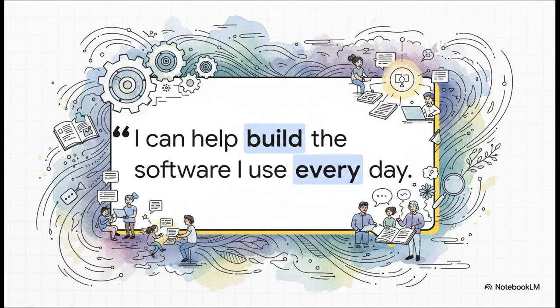And finally, we have the amazing world of open source. This is where software isn't built by a single company, but by a global community of volunteers. It's all driven by the passion you see in this quote, this idea that anyone can help improve the tools they love and use every single day.